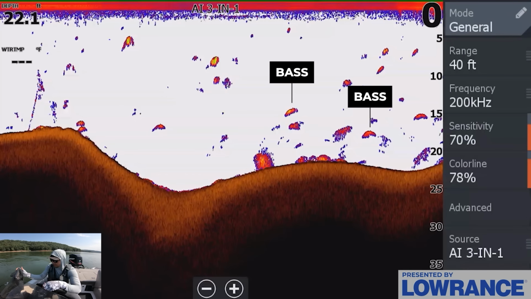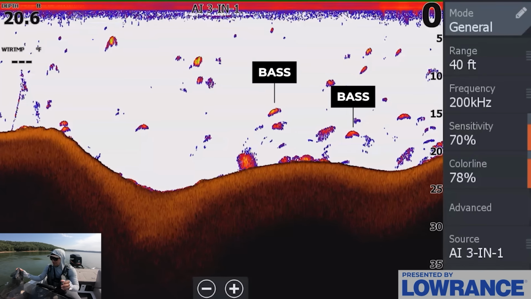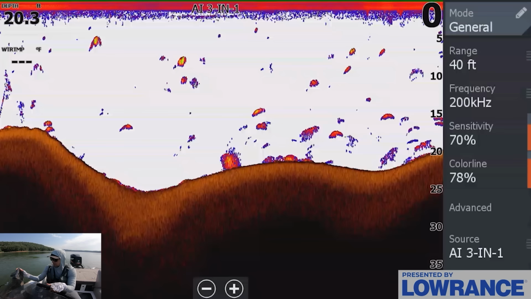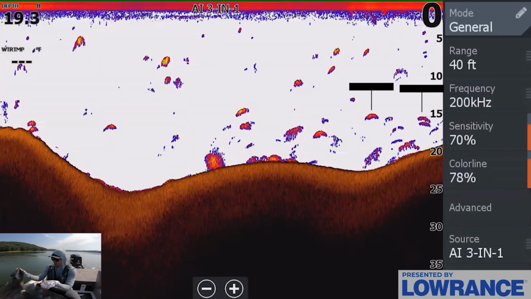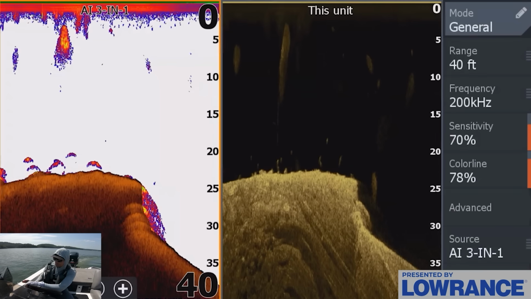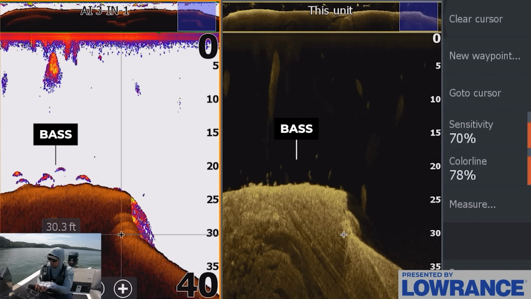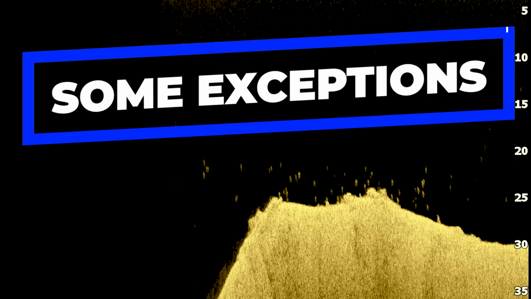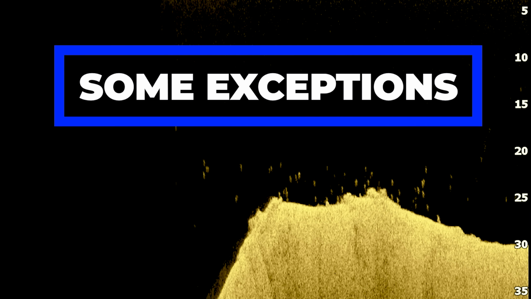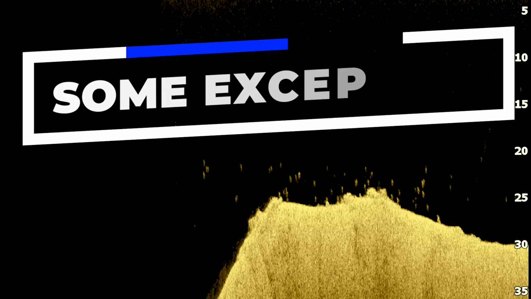Using these 2 indicators, along with the 3 rules I mentioned at the beginning of the video, should help you identify bass on both your downscan and 2D sonar views. It's oftentimes helpful to look at these 2 views side by side as well, to get a better perspective of how those fish are setting up across the screen. This isn't a 100% perfectly accurate way to identify bass on a fish finder because there are a few variables that can change up your image that I want to talk about really quickly.